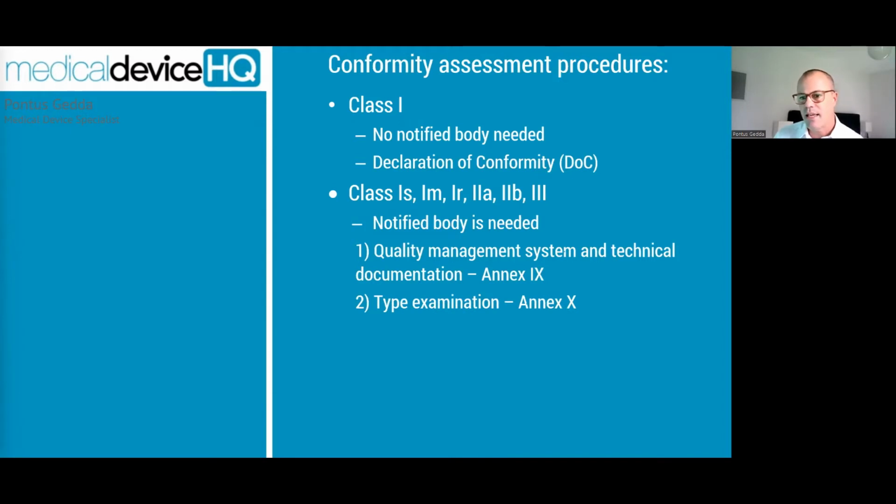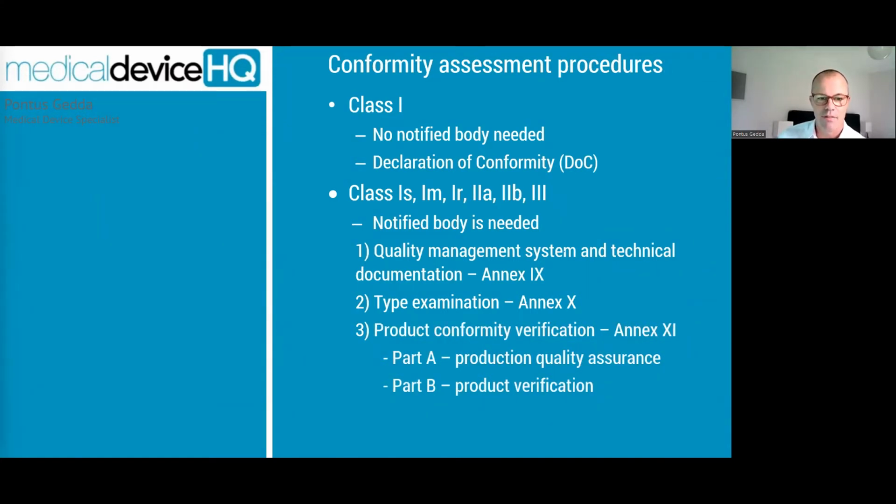Then we have Annex 10. It's conformity assessment based on type examination. This annex is followed when the notified body does a detailed examination of the actual device by inspecting and doing some testing. Not very well used, actually, but we should also know that this annex cannot be used as a standalone annex and needs to be combined with some parts of the next annex, Annex 11, which is called Product Conformity Verification. Annex 11.